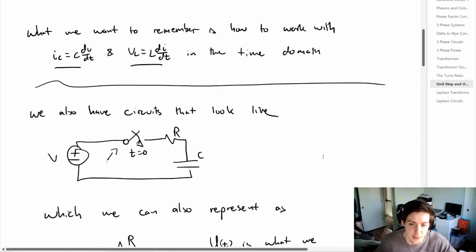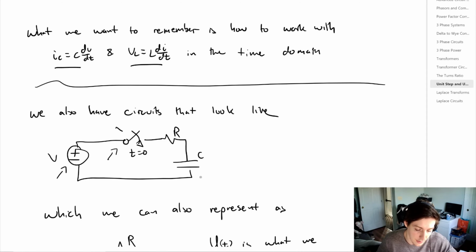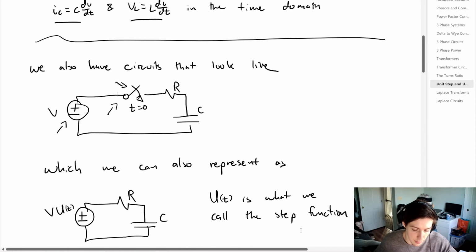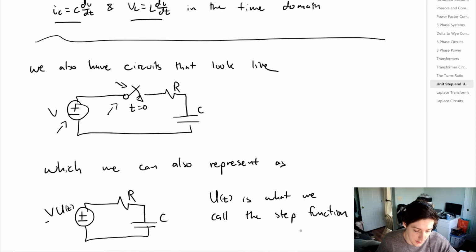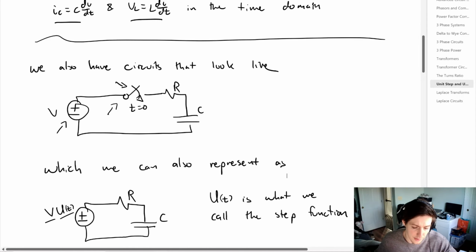And this is fine, but we want to represent our voltage source and this switch as a function. And what we're going to do is represent it as the voltage that we had times this unit step function, and that's denoted by u(t) because it varies in t, it's a function of time. And this is a common function. We'll use this throughout many of the courses, but I believe this is the first introduction of it.